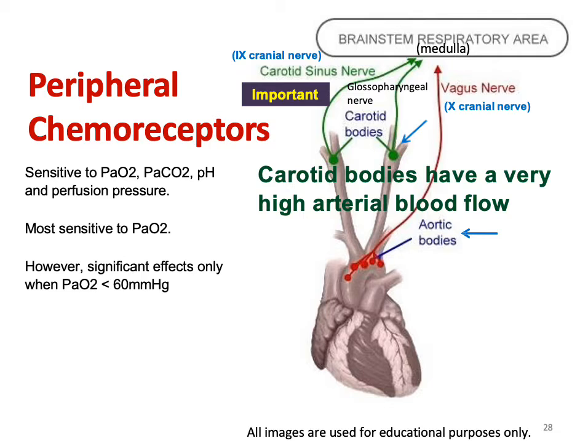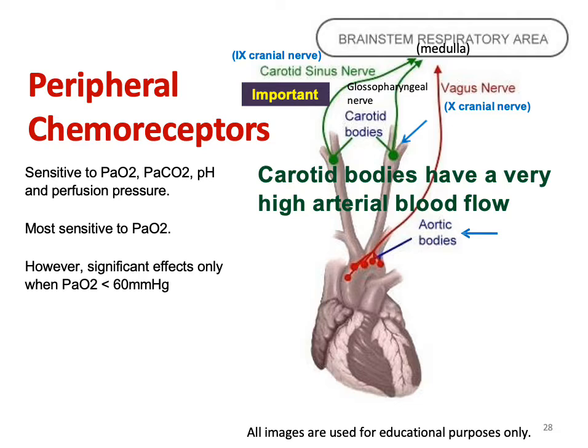The peripheral chemoreceptors are the aortic and the carotid bodies. Both chemoreceptors are sensitive to partial pressure of oxygen and carbon dioxide, as well as pH, and also the perfusion pressure. However, the peripheral chemoreceptors are more sensitive to the partial pressure of oxygen.